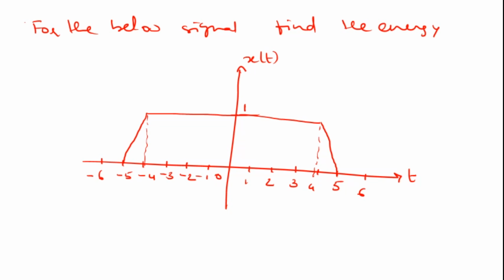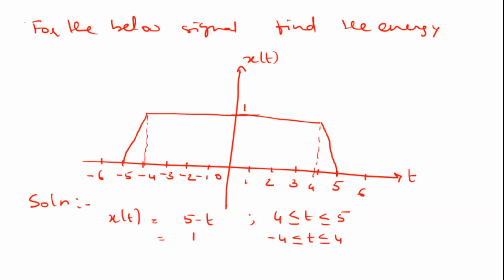So from the given diagram, we can write x of t as, it is 5 minus t, where 4 is less than or equal to t less than or equal to 5, and it is 1 when minus 4 is less than or equal to t less than or equal to 4, and t plus 5 when minus 5 is less than or equal to t less than or equal to minus 4, and 0 otherwise.